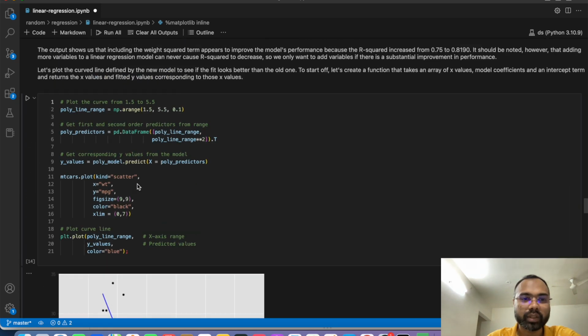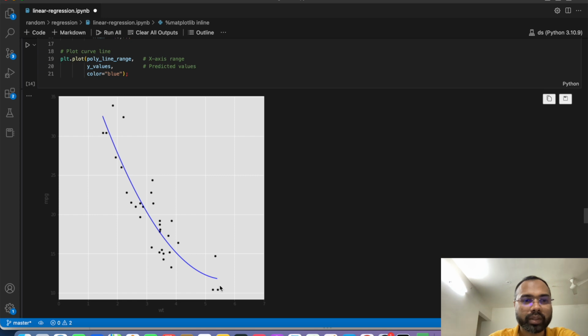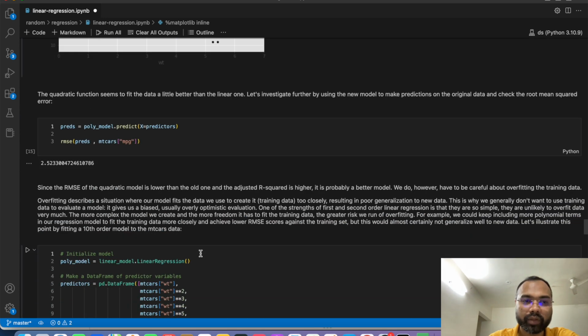Now if you see, this is a polynomial graph raised to the power 2, and if we plot this, it looks much better than the linear one, right? There is a curve here. The quadratic function seems to fit the data a little better than the linear one.